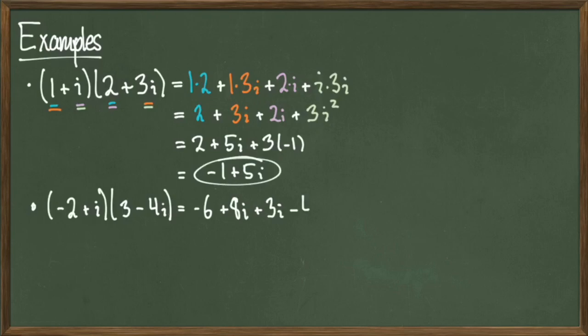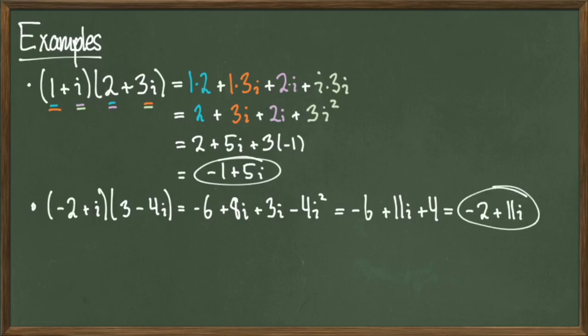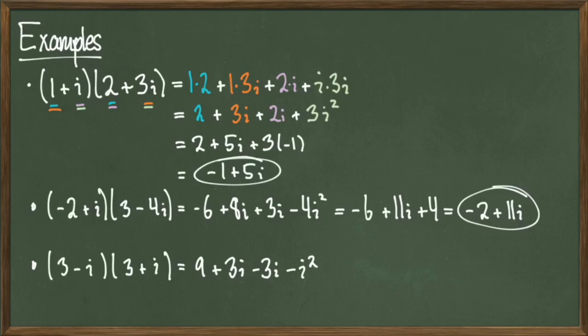For our next example, multiply minus 2 plus i with the complex number 3 minus 4i. As we FOIL, we get minus 6 plus 8i plus 3i minus 4i squared, and then we simplify and take care of the i squared to get an answer of minus 2 plus 11i. Last example for the day, we will multiply 3 minus i with 3 plus i. First we FOIL to get 3 plus 3i minus 3i minus i squared, which simplifies to 9 plus 1, giving us a final answer of 10.